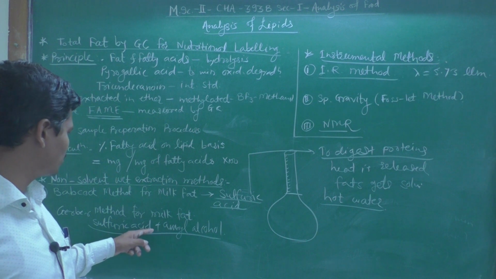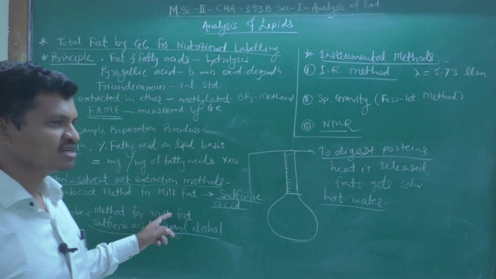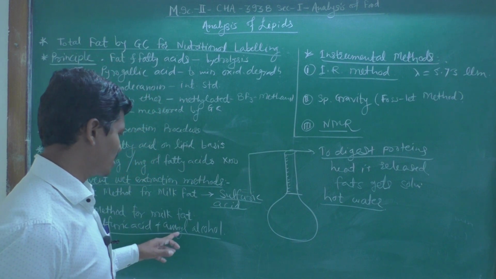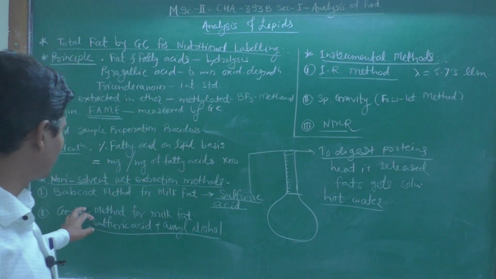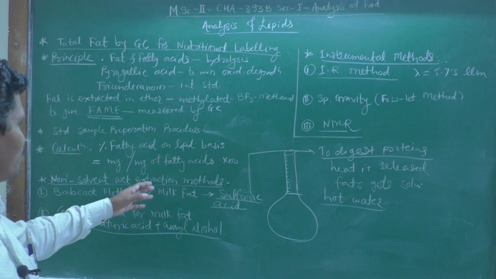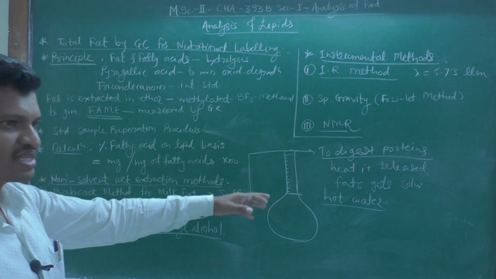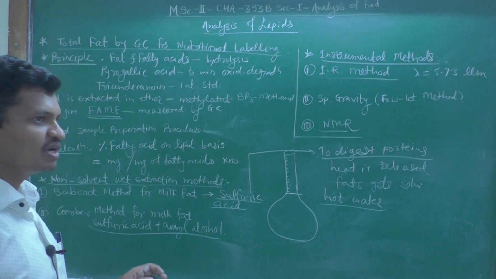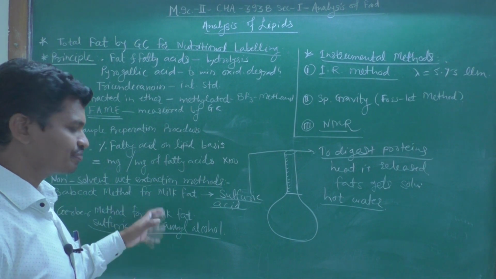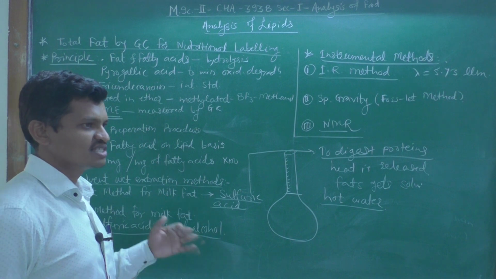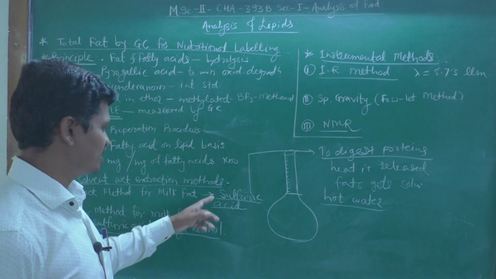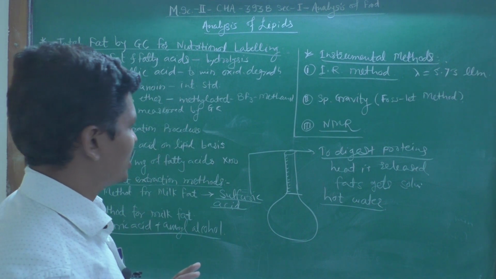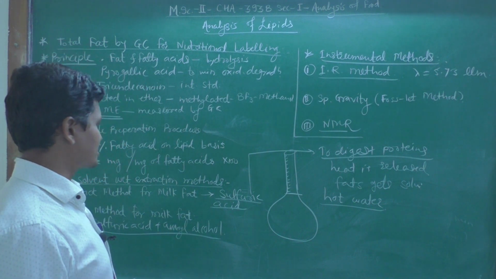This is also one of the best methods for the analysis of fat present in milk and dairy products. Here we use a Gerber flask; in the Babcock method we use the Babcock flask or Babcock apparatus. In this case we use a Gerber pipette and Gerber flask. The whole procedure is the same, but along with sulfuric acid, amyl alcohol is also used. So these are the non-solvent weight extraction methods.